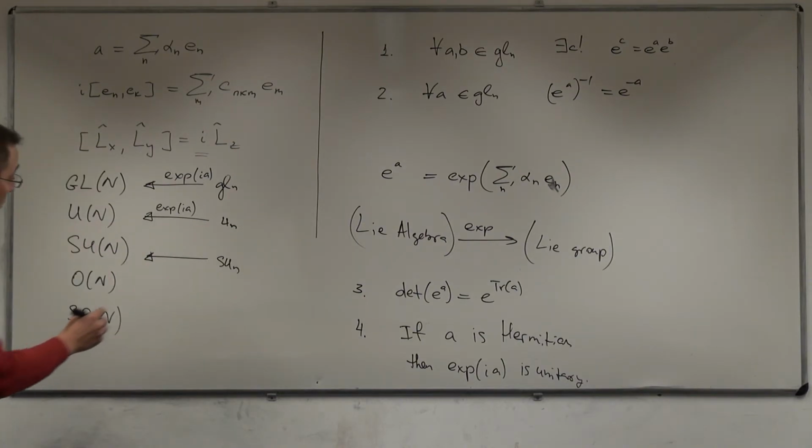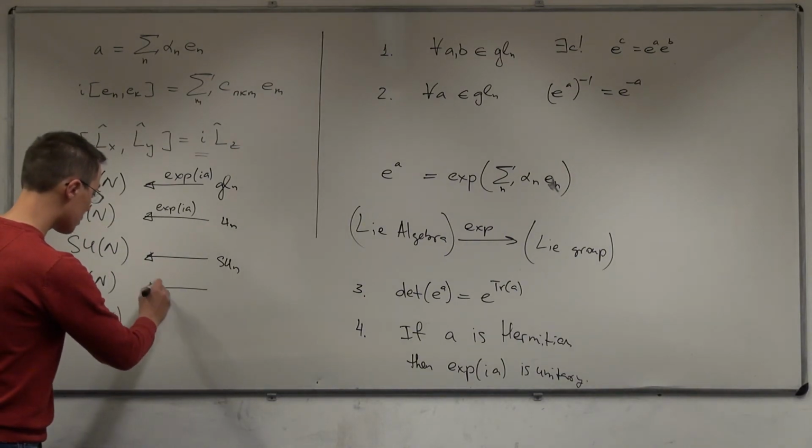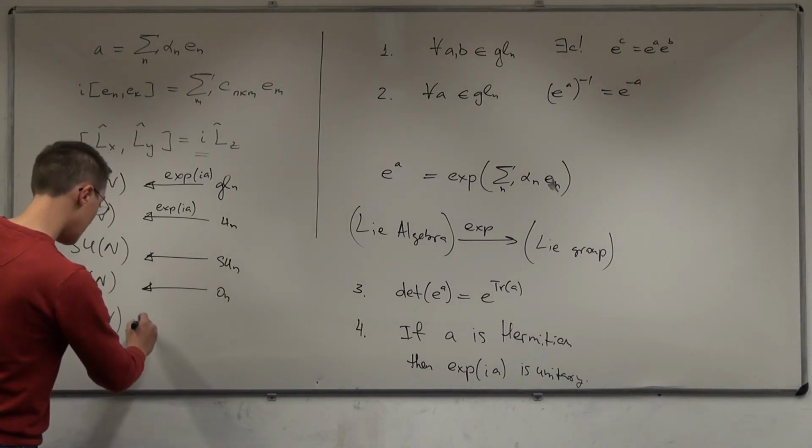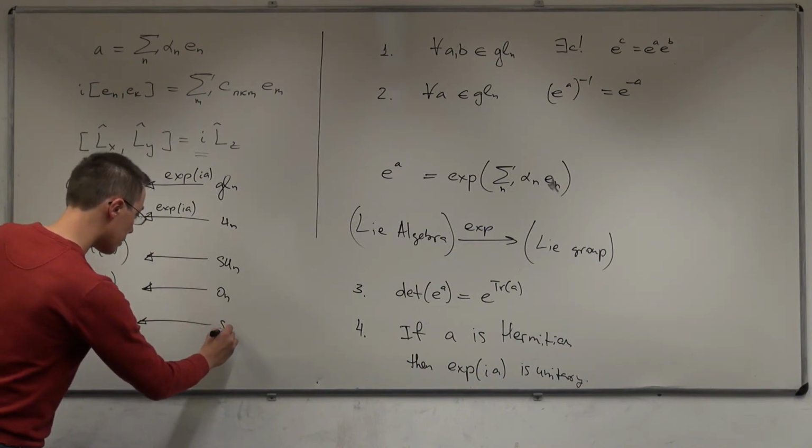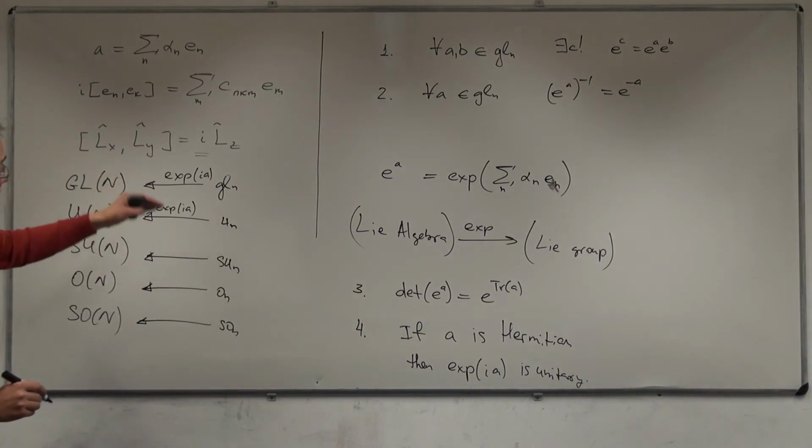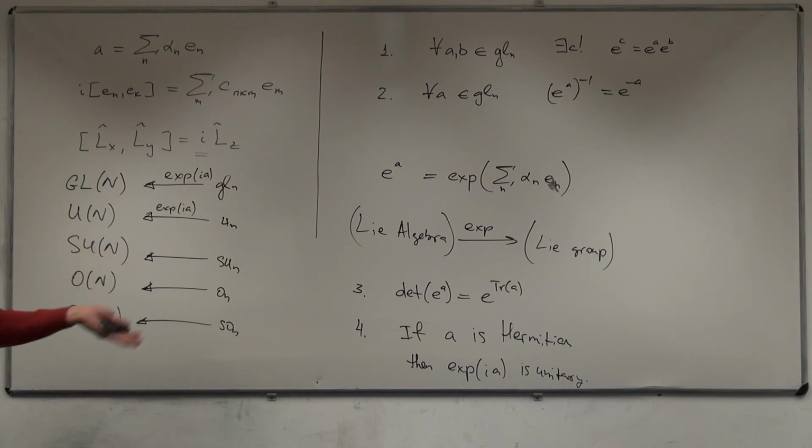And for the rest of them, the procedure essentially repeats. So this is called OM, this is called SOM, and they are composed of such matrices as produce the matrices from this group upon exponentiation. There's a huge table in your handout that gives the exact relationship between the groups and their corresponding algebras.